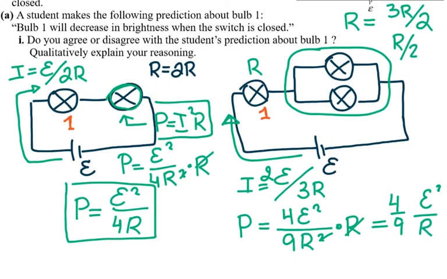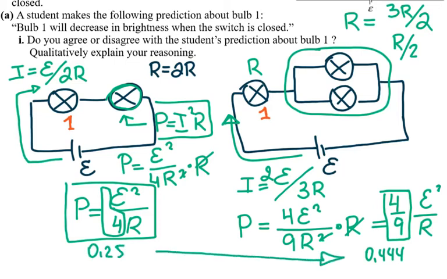So here you see that 4 over 9 is 0.444, and 1/4 is 0.25. So it looks like the brightness of bulb 1 increased. And how else can you say that the brightness will increase? Right here you had R, so the total resistance between this point and this point used to be R, and the total resistance after they added another resistor is R over 2.